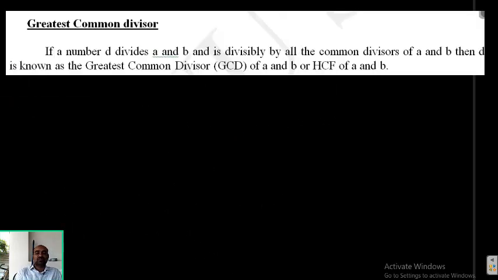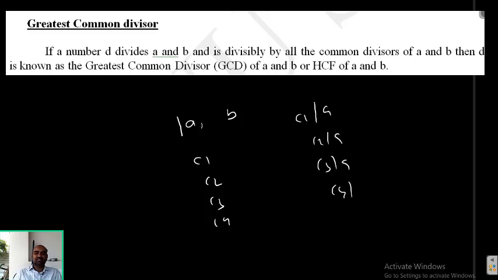Next, greatest common factor or greatest common divisor. For example, A and B are two numbers given. There exist several common divisors for A and B, say C1, C2, C3, C4. These all are common divisors of A and B. What is the meaning of that? C1 divides A, C2 divides A, C3 divides A, C4 divides A, and C1 divides B, and so on. These C1, C2, C3, C4 are called common divisors.